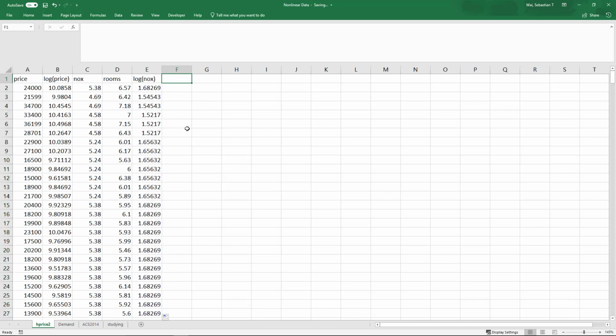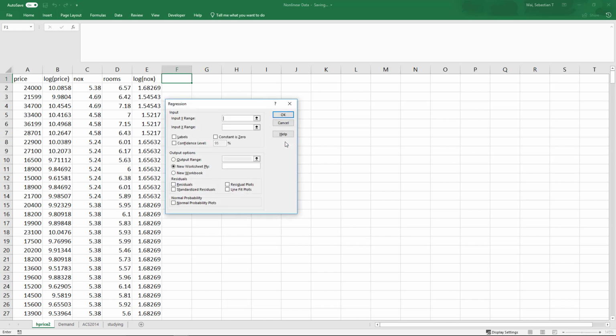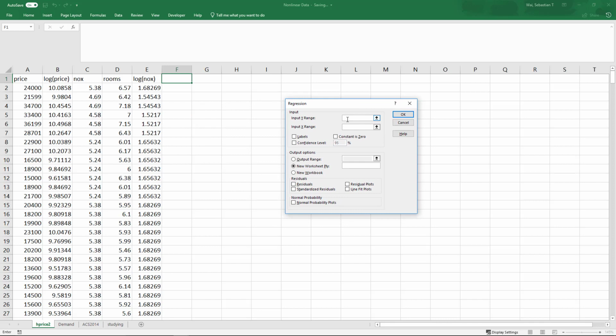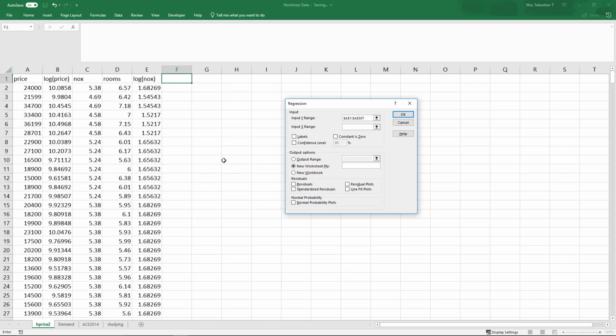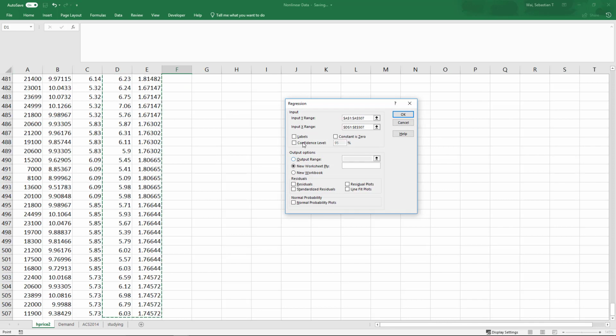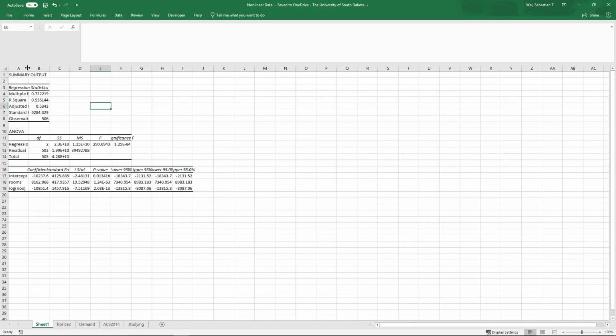I've now created all the variables that I need. We're ready to run the regressions. We're going to go into the Data Analysis Toolpack as usual. Select Regression. For our first regression, we are going to use just the price, not the log, as our left-hand side y variable. For our explanatory variables on the right-hand side of our regression, we are going to be using rooms and the log of NOx. So I'm going to select that whole block of variables. Remember to check off labels and then click OK. Let's take a look at these results.